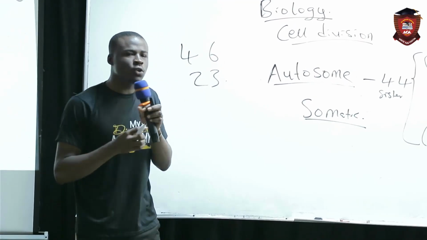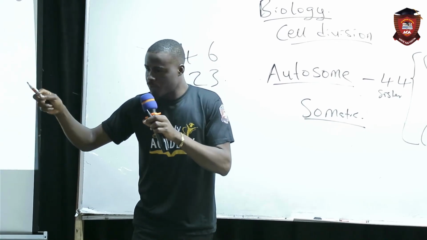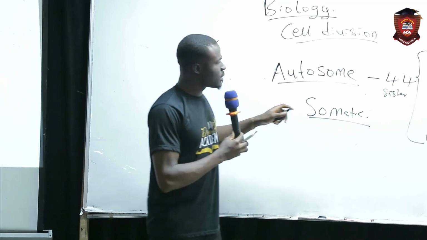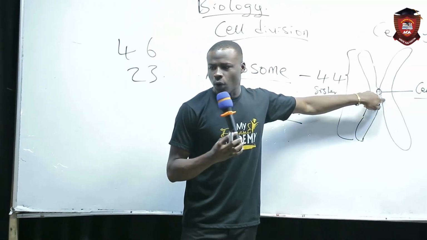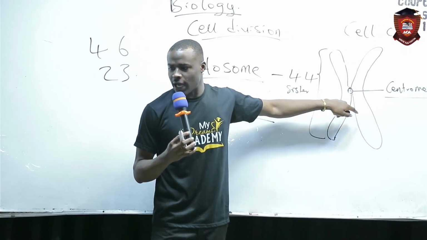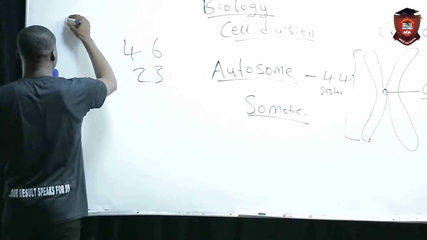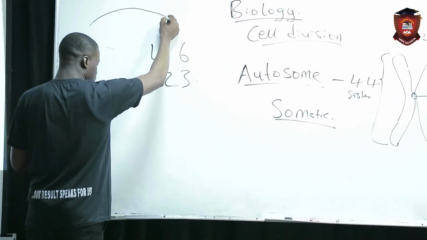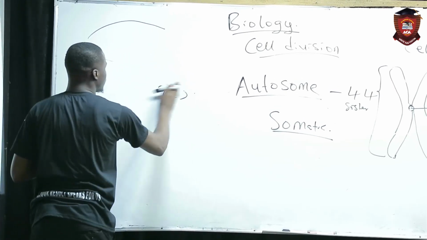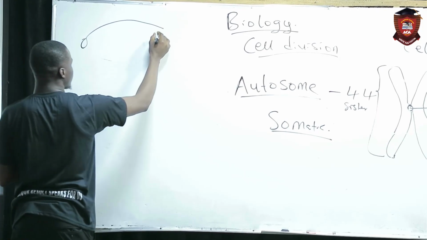It attaches the chromosome to the spindle, the microtubules. It anchors the chromosome to the spindle. You know the spindle, right? We'll still talk about it. You know this conventional diagram of cell division, the conventional diagram of a dividing cell?